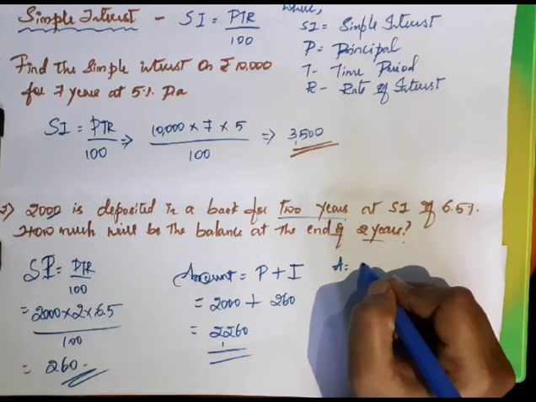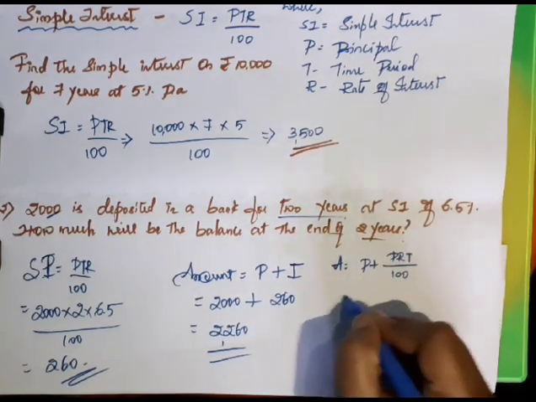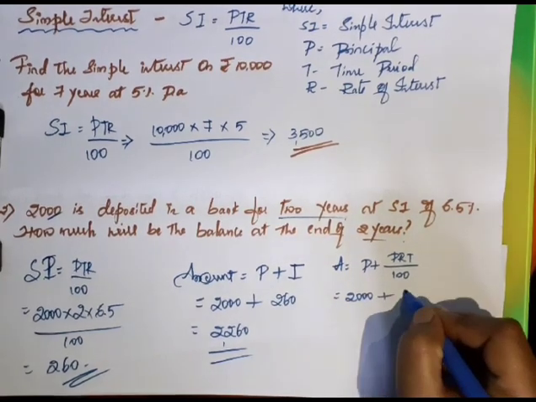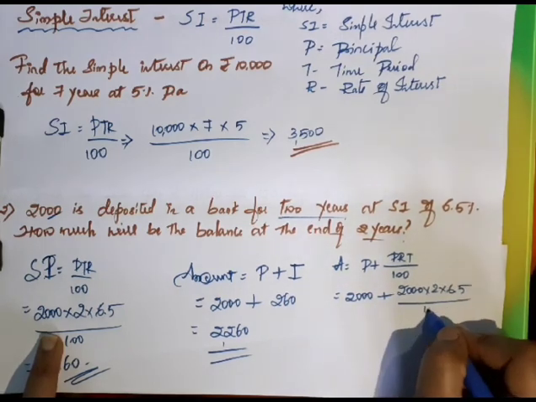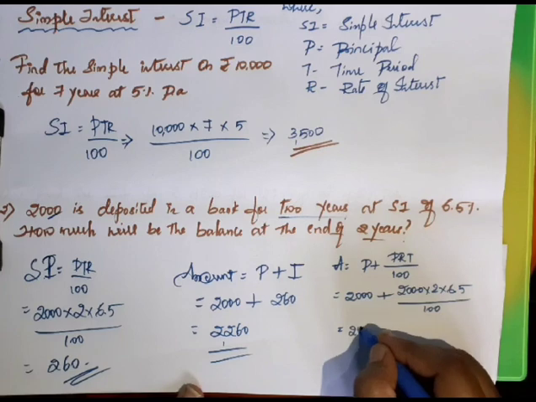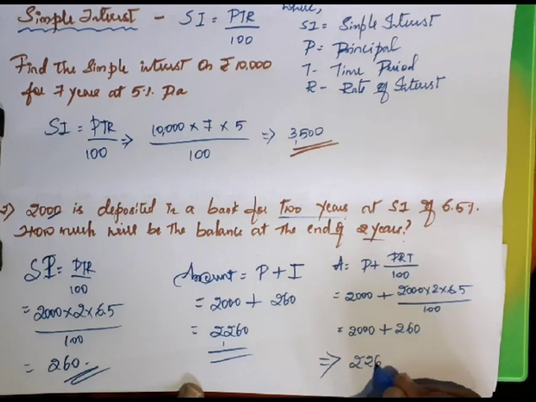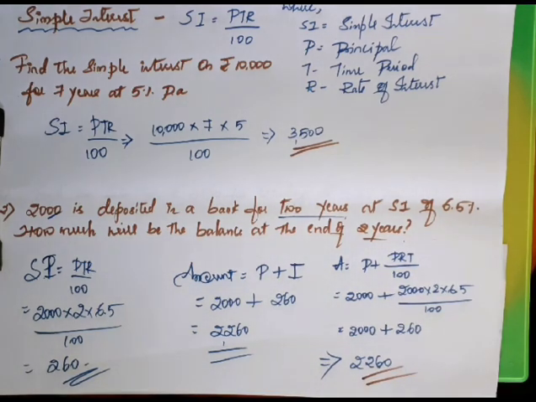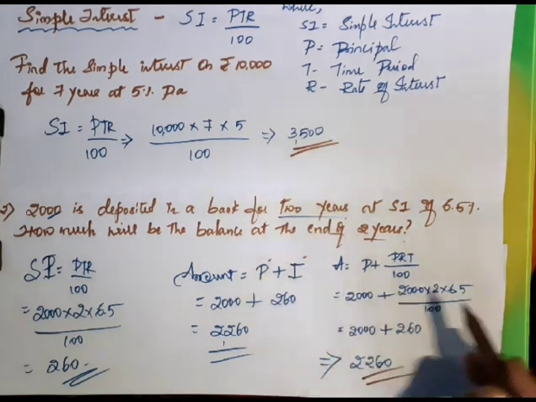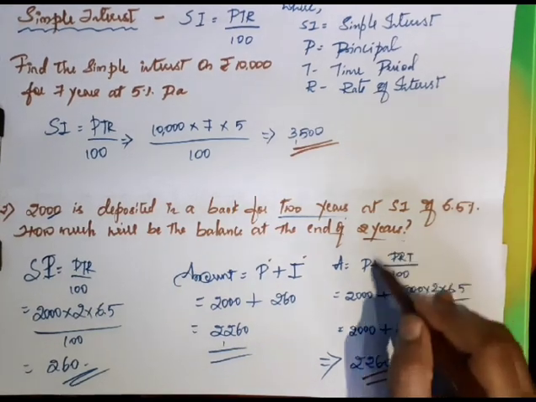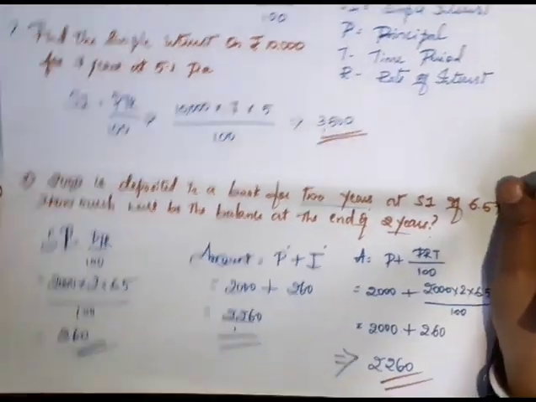Or else you can directly calculate amount is equal to P plus PTR divided by 100. Principal, you write 2,000 as it is, plus the calculation will come here. You can directly do the sum without calculating interest if they are asking you to calculate the amount. So this is another way of calculating the amount, and whatever it will be, you will get the same answer. Either you can use the formula of principal plus interest, or here we take the actual formula and do it step by step. Okay, so this is the calculation of simple interest.